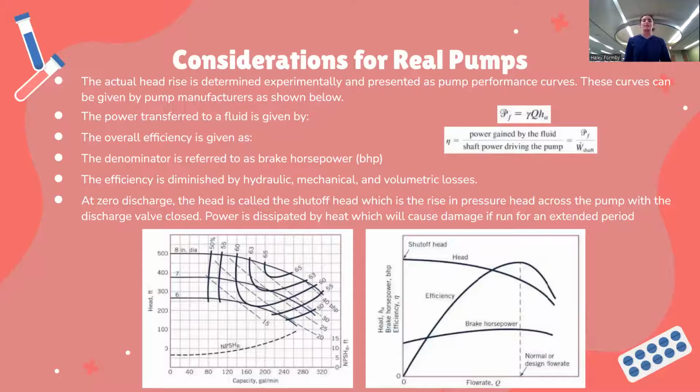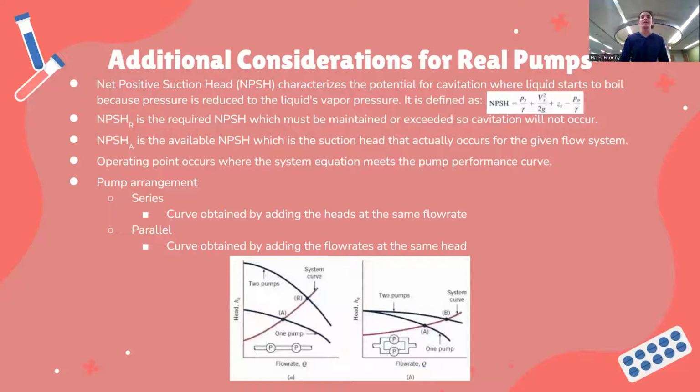And then in the graph shown below, at zero discharge, this head is called the shutoff head, which is the rise in pressure head across the pump with the discharge valve closed. And power here is dissipated by heat, which will cause damage if run for an extended period.